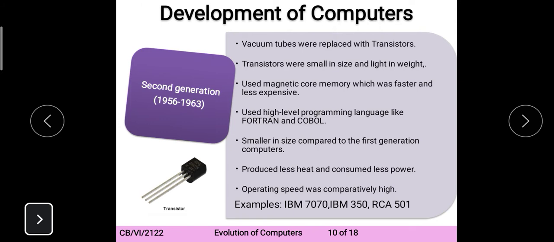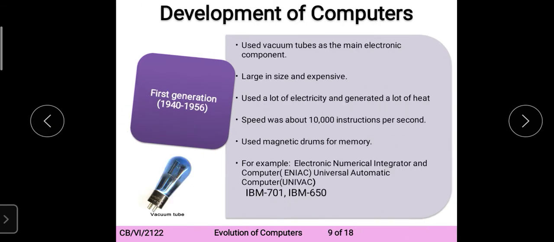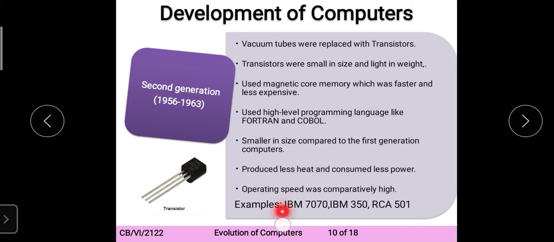So differentiate the examples for the first, second and third generation. In the first generation we have IBM 701 and IBM 650. In the second generation, examples are IBM 7070 and IBM 350. Both have different numbers, so you have to remember the IBM examples. The third example is RCA 501.